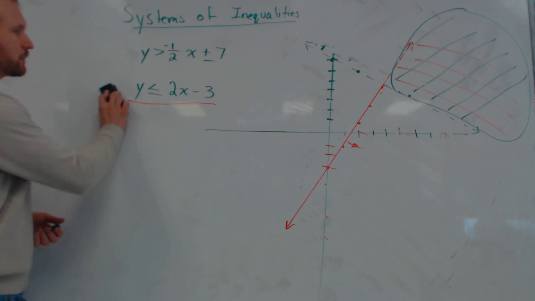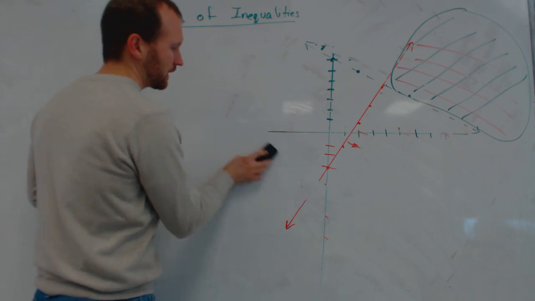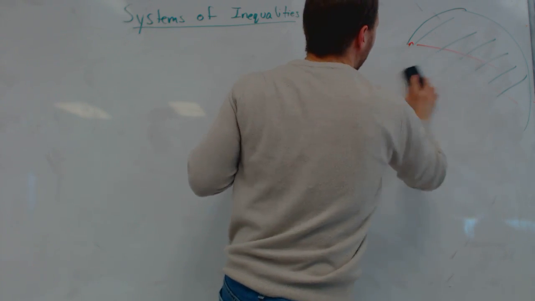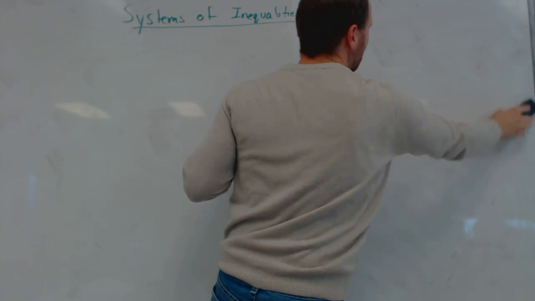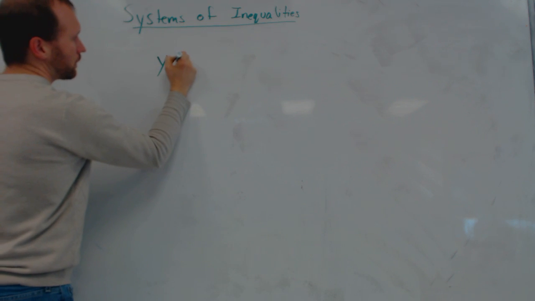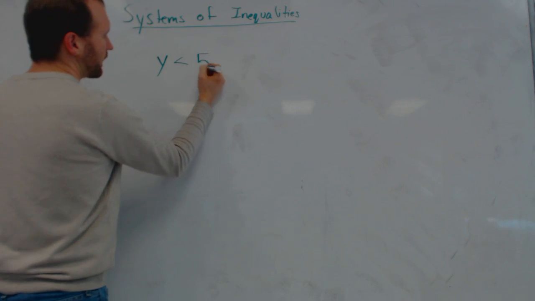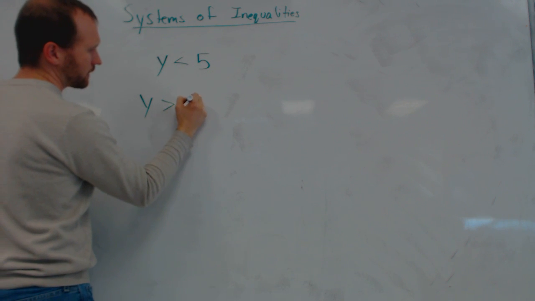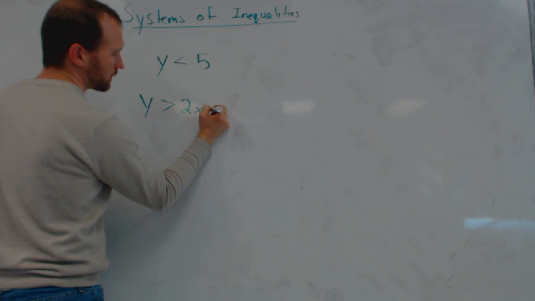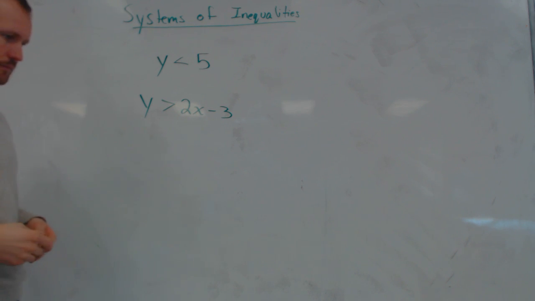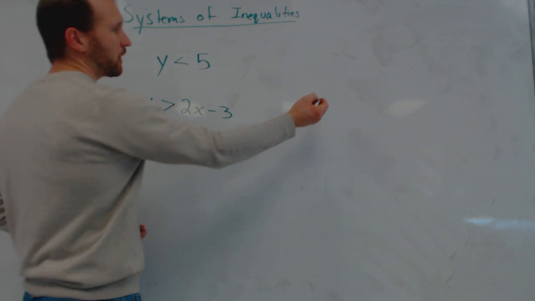All right, let's just do another example without all that extra explanation and talk, even though I think that stuff is fascinating too. All right, what if I had something like this? y is less than 5, y is greater than 2x. All right, how do I graph y is less than 5?